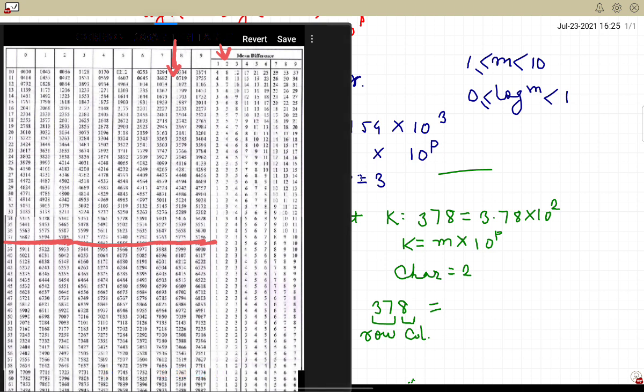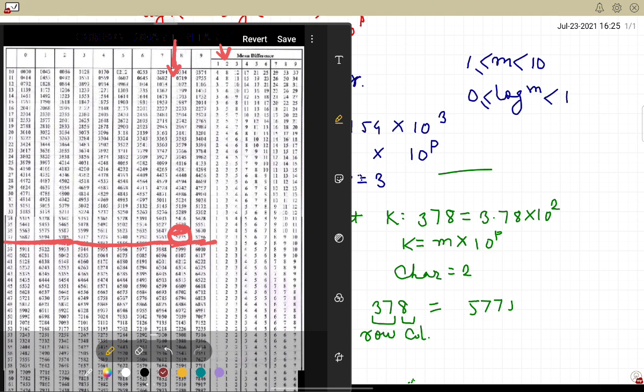If you try to find the value in the 37th row and 8th column, then you can check this value is 5775. So this Mantissa part is 5775. So how can we find the complete value for log 378 base 10? We find the characteristic is equal to 2, and using the log table we find the Mantissa, and the Mantissa value is 5775. So in this way we can find the value of log 378.